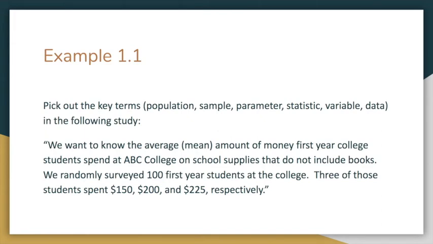Data: we actually do have 3 pieces of data in this little scenario. Okay, the 150, the 200, and the 225 are our data values. All right, so a couple of homework problems are just like this, and hopefully that gives you a good idea of what you're looking for as you go through these pieces.